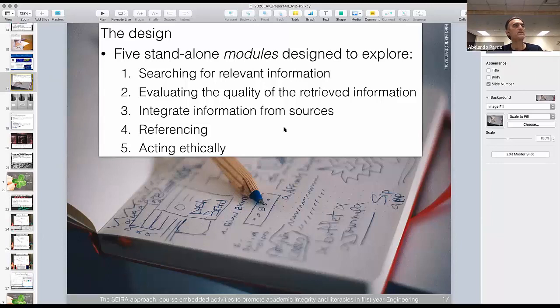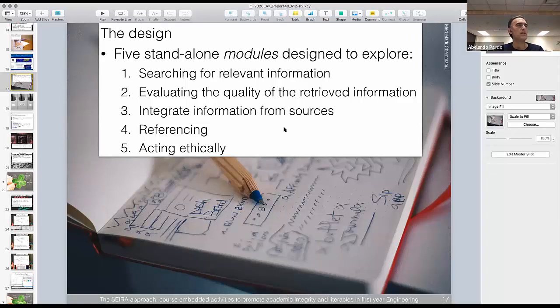Now, the 5 topics that our experts in academic integrity chose were searching for relevant information, evaluating the quality of retrieved information, integrating information from sources, referencing, and acting ethically. Now, as you can see, from the point of view of the pure approach to academic integrity, it should be only about acting ethically. But again, our experts in this issue told us that everything is connected.